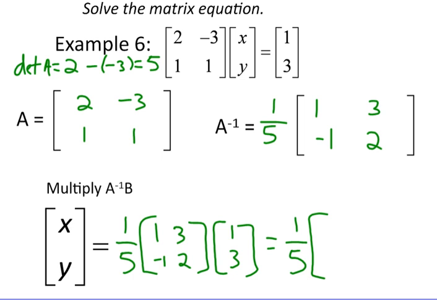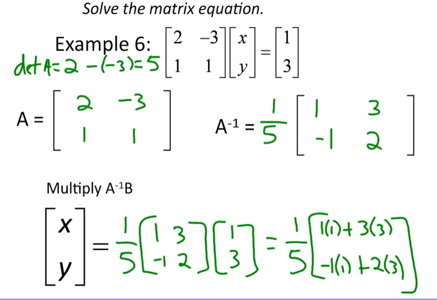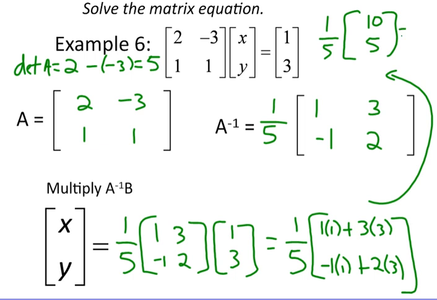Okay. So we're going to take 1 times 1 plus 3 times 3, negative 1 times 1 plus 2 times 3. Remember, we're only going to have a 2 by 1 matrix at the end because we're just trying to find x and y. So let's bring this up here. So we have 1/5. 1 plus 9 is 10. 6 minus 1 is 5. So it equals 10 divided by 5 is 2. 5 divided by 5 is 1. So our solution is 2, 1.